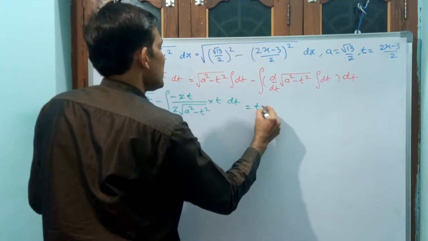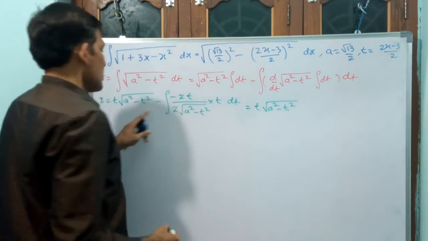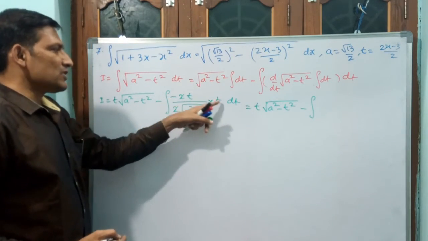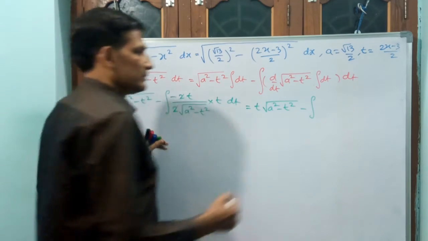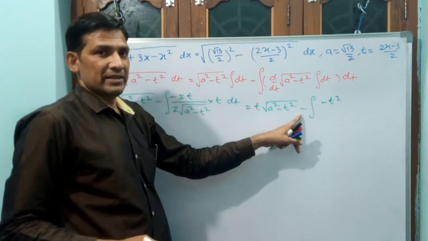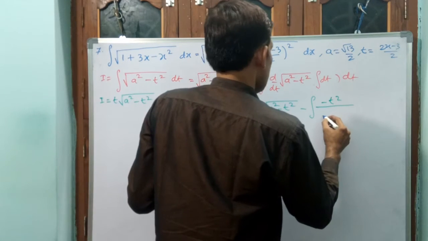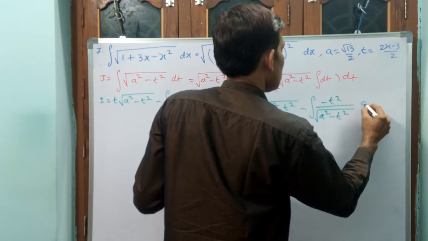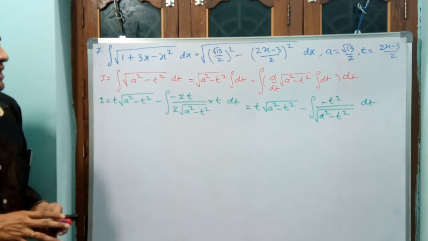That is equal to t into square root of a square minus t square, minus integral. You see, you write minus t square only. Why? Because here minus t square is there. Minus t square, minus t square. What I need to say, don't send this minus outside for making plus. Okay, t square divided by square root of a square minus t square, dt. Is it okay? Minus t square.